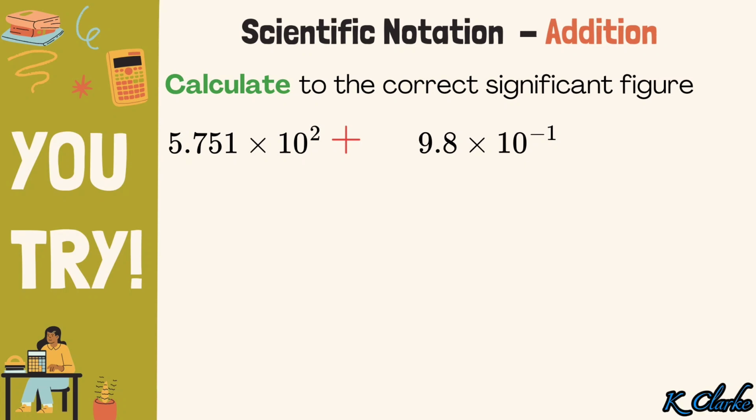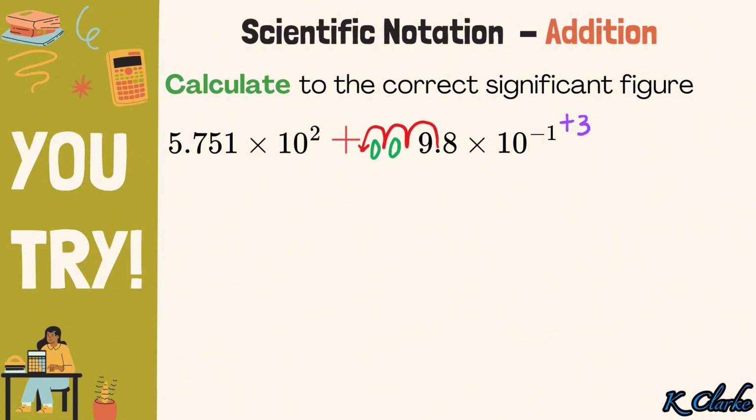Calculate 5.751 times 10 to the power of 2 plus 9.8 times 10 to the power of negative 1. Step 1. Conversion. Converting the exponent negative 1 to 2. In order to do this, we are going to add 3 to the negative 1, because negative 1 plus 3 equals 2.